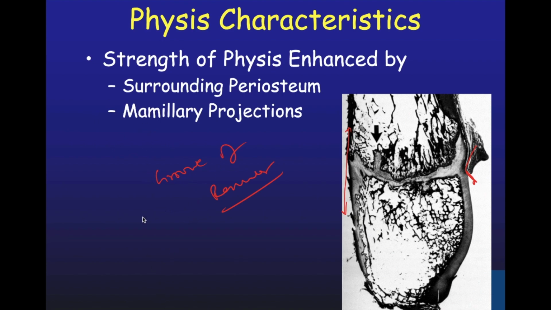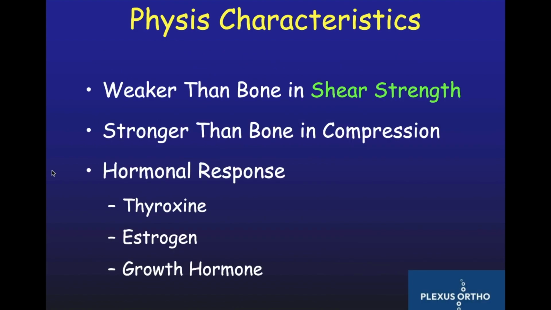This ring increases the mechanical strength and prevents, as much as possible, physeal injuries. So this has to give way for physeal injuries to occur. What are some of the characteristics of the physis? It is weaker than bone in shear strength.